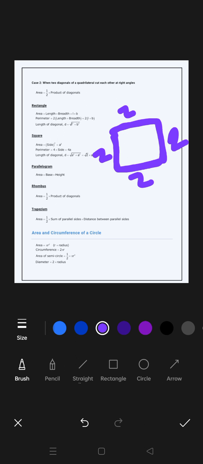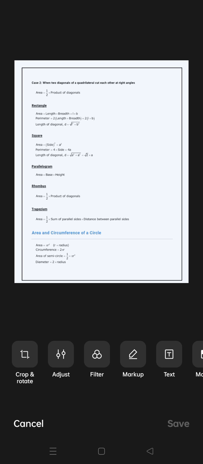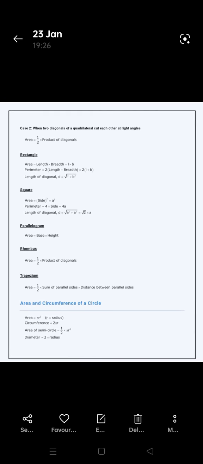Suppose this is 2, 2, 2, 2, so if we add them, 2 plus 2 plus 2 plus 2, it will be 8. This is how we find the area of a square, meaning side squared. Now the perimeter is 4 into side, meaning we multiply 4 by its side.